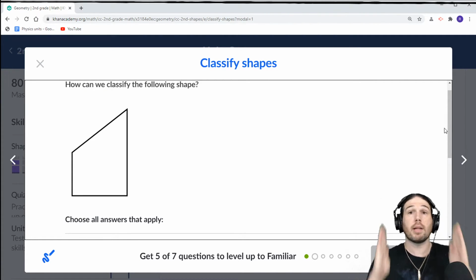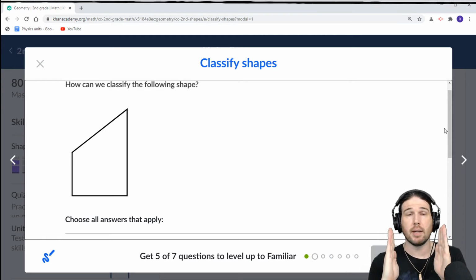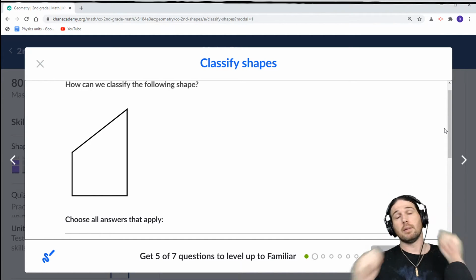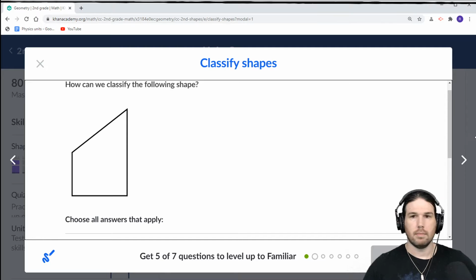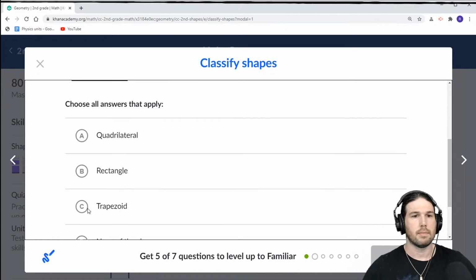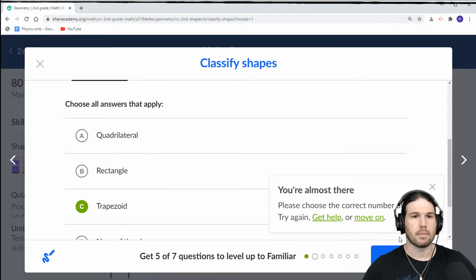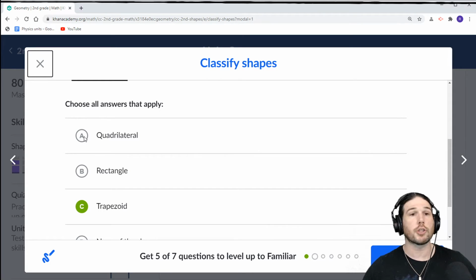Well, again, 2 parallel lines, right? There are 2 lines going straight up and down. 2 lines that aren't parallel. That's a trapezoid. Oh, it's also a quadrilateral.